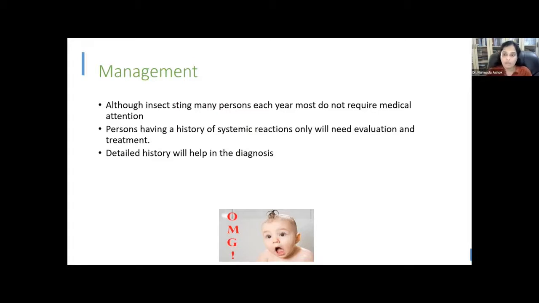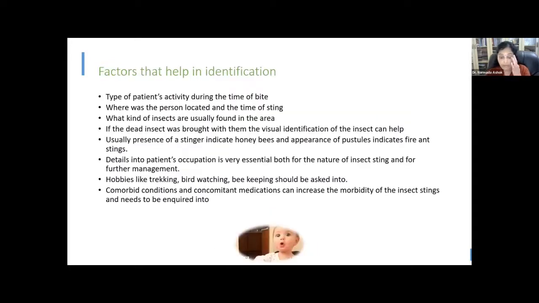And coming to the long-term management, many persons do not require medical attention. But if they have developed a large local reaction, or there is a chance they may have a systemic reaction, we need to investigate them. They need evaluation and treatment, and a detailed health history will help in the diagnosis. The factors that help in identification are what we have already discussed: the type of patient's activity, the type of bites that are more common in the area, and what kind of insects are usually found. That is why we stressed those types in the previous slide.